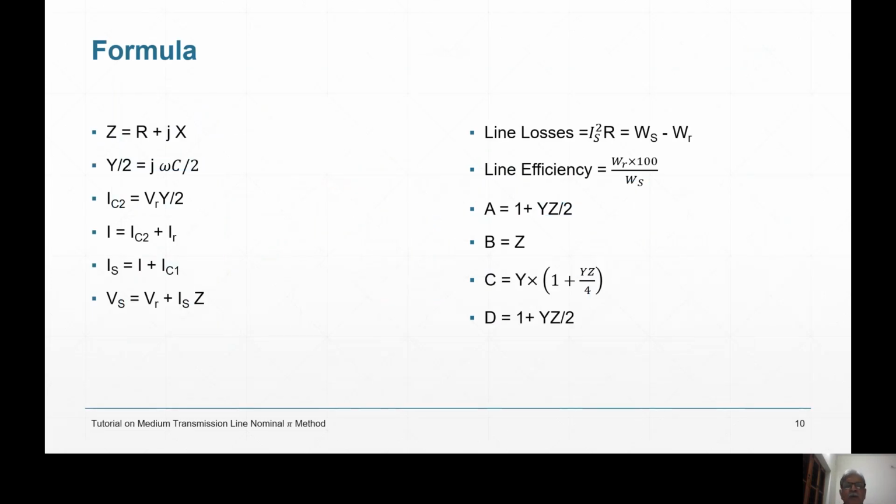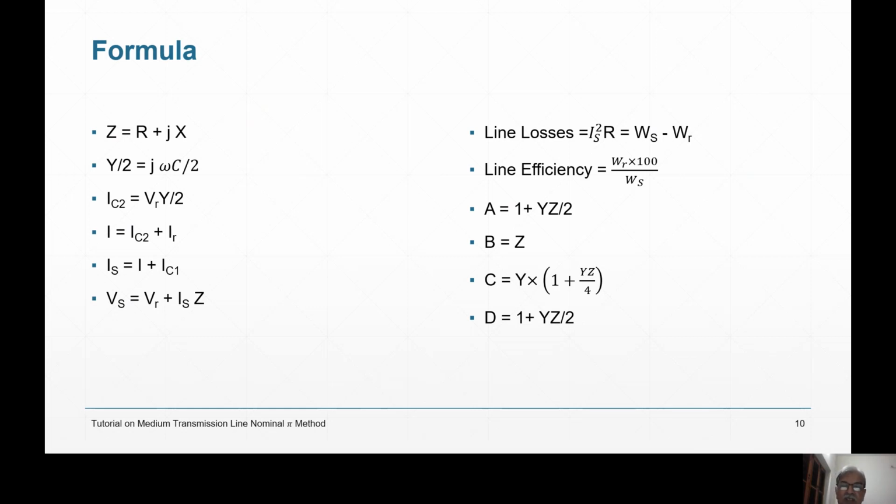The formula is simple, same. Z is equal to R plus jX. Y by 2 is equal to j omega C by 2. IC2 is equal to VR Y by 2. IC is equal to IC2 plus IR. IS is equal to I plus IC1. So I told you, line losses is equal to IS square R, right? And line efficiency is WR upon WS into 100.